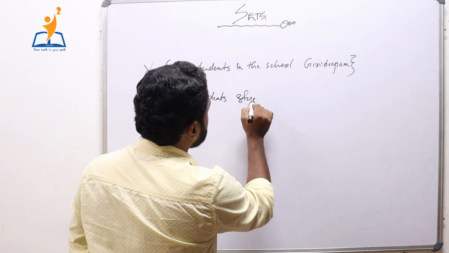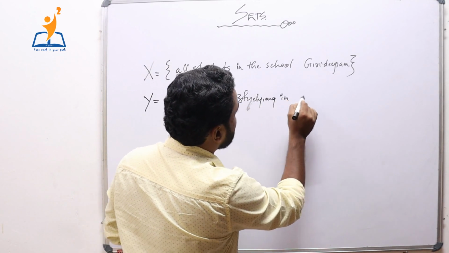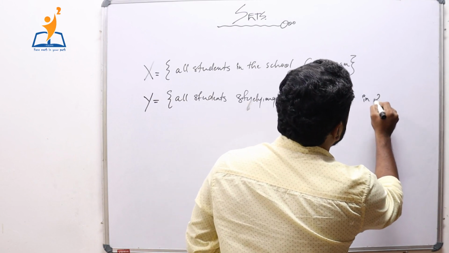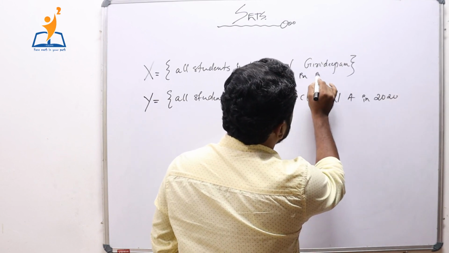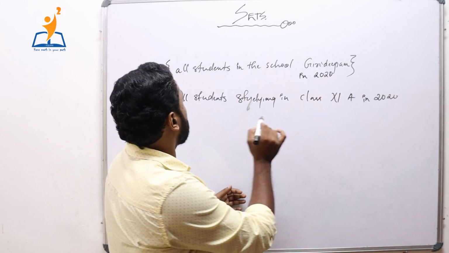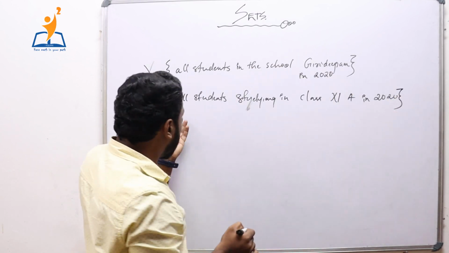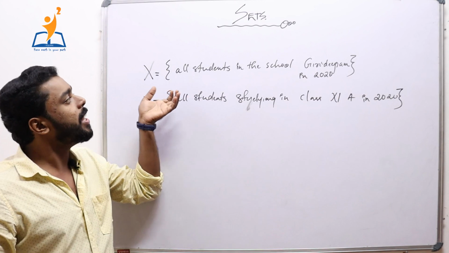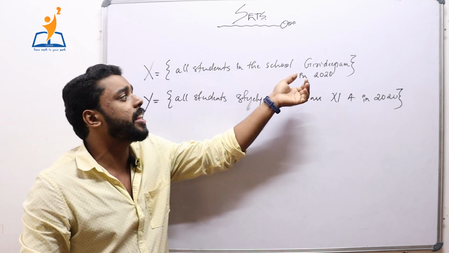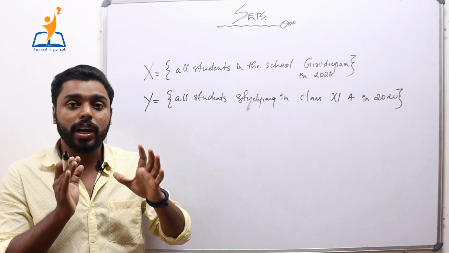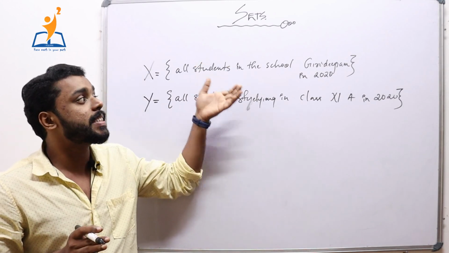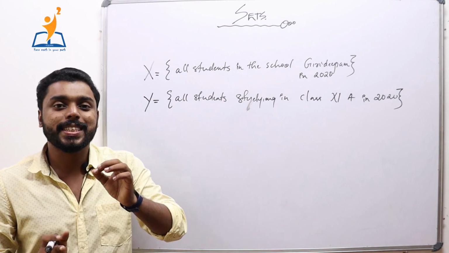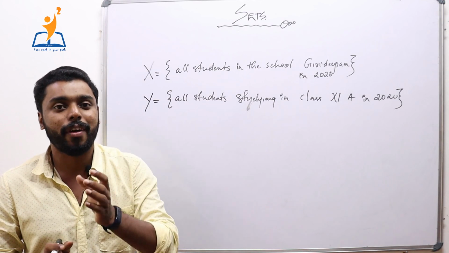studying in class 11A in 2020. Let it be in 2020. So capital Y is nothing but the set of all students studying in class 11A in 2020, whereas capital X is nothing but the set of all students in the school Giridipam in 2020, which both are sets which are well defined because it is the same for all and everyone, right? Let it be there. And now we are going to say an important as well as interesting fact about sets.